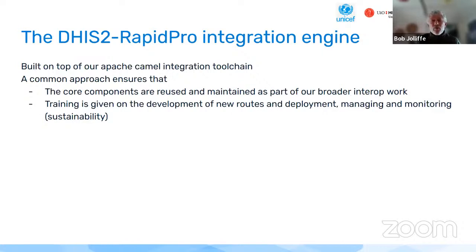So for this part of the webinar, we want to focus on the DHIS2 RapidPro integration engine. That's the artifact. It's built on top of our Apache Camel integration toolchain. This is something that the integration team within UiO have built out as a kind of standard integration framework to do all or most of our integration projects on. The benefit of taking a common approach like this and building on a common platform is that those core components that make it all work are constantly reused, and the whole thing is maintained as part of our broader interoperability work. And that's an important part of sustainability.